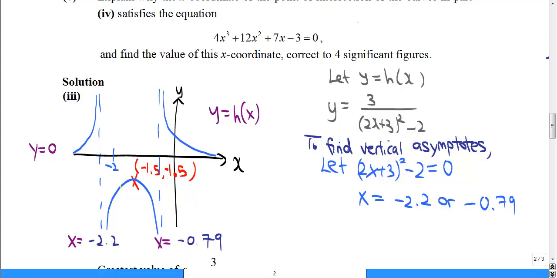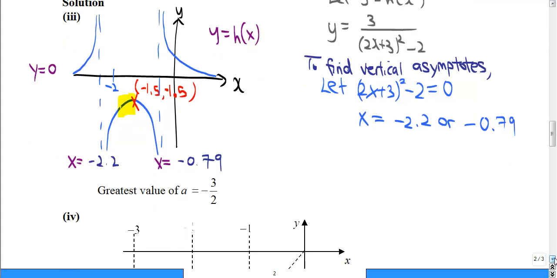You know that the domain of x must range from negative 2 to a. So let us now look at from negative 2 to a, and it must be a 1-1 function. Therefore, from here, you can see that the greatest value of a will be negative 1.5. So remember again that you have to write greatest value of a equals negative 1.5.